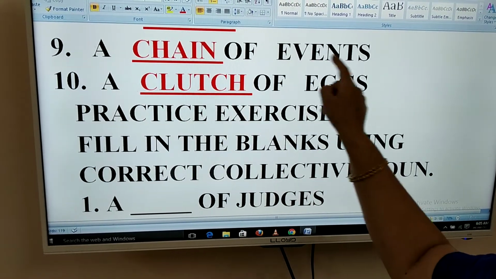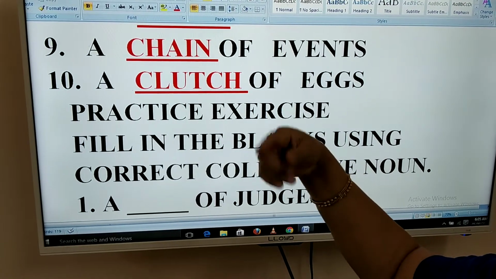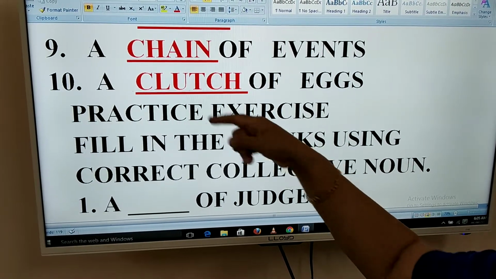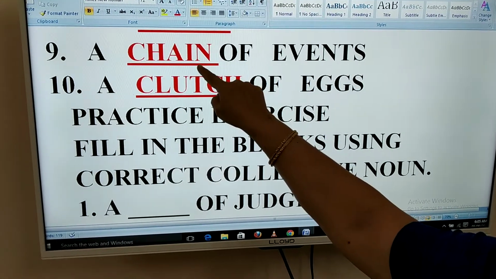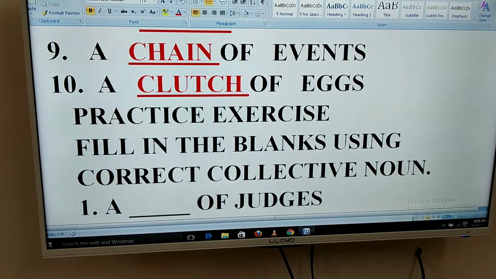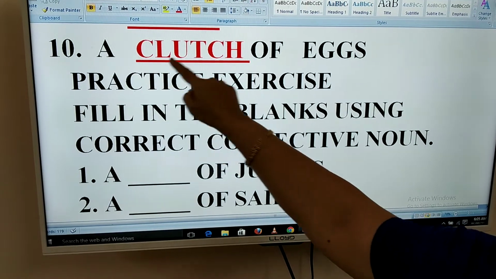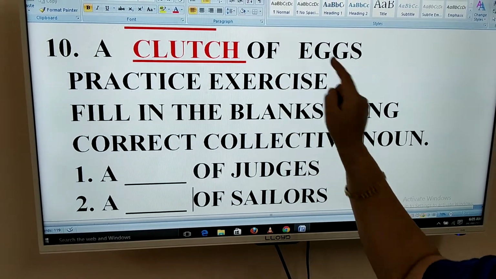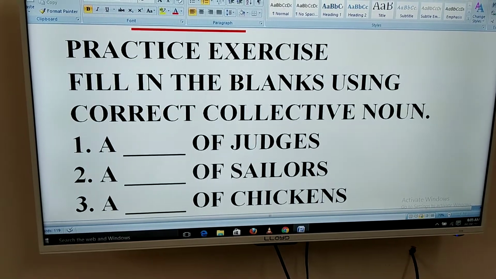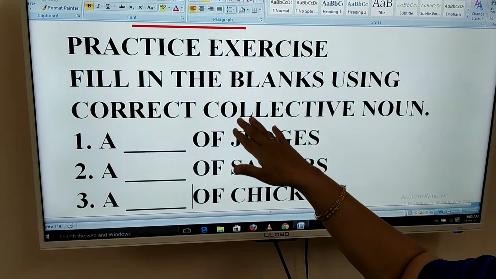A chain of events. When many things happen together one after the other, we call it a chain of events. Here the collective noun is chain. Now, a clutch of eggs.